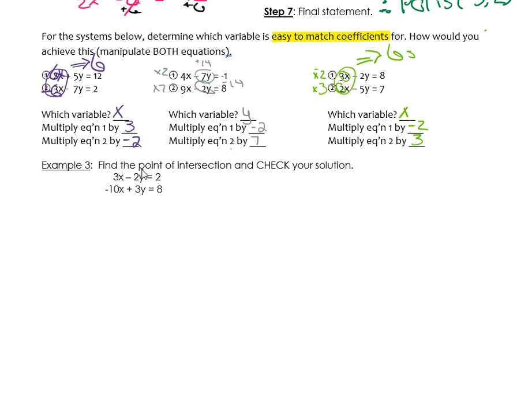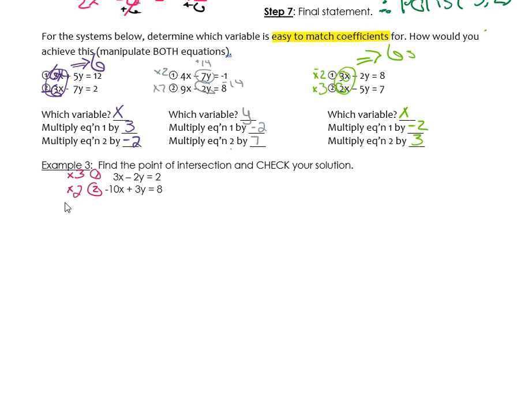I think it's easier to make the y's match because they're smaller numbers than it is to make the x's match. But it doesn't matter. On a test or a quiz or in your homework, you do whatever one you want. You're still going to get the same answer. So this is equation 1 and this is equation 2. I want the y's to match, so I need to take the top row and multiply it by 3. The bottom equation needs to be multiplied by a 2.